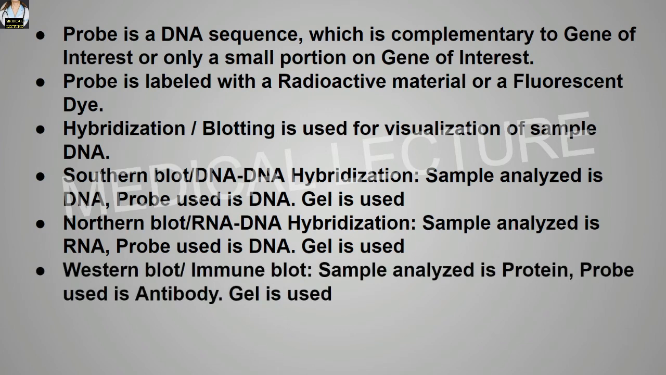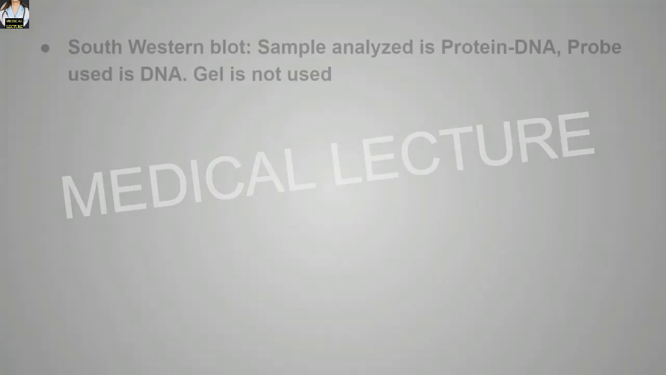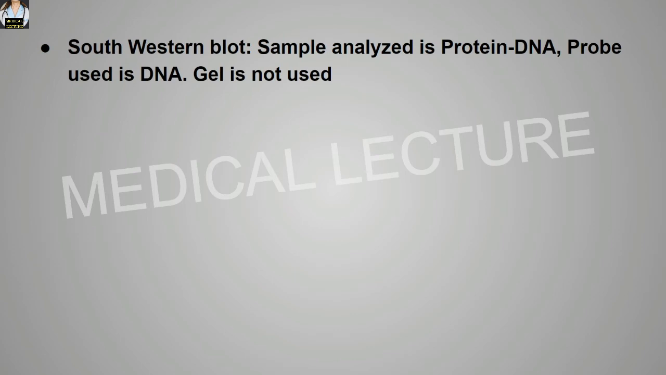While third is the Western blot. The Western blotting technique is used to detect a particular protein in a mixture. The sample analyzed here is protein, the probe used is an antibody, and gel is also used. Now the Southwestern blot. Here the sample analyzed is protein-DNA. The probe used is DNA and remember, gel is not used.